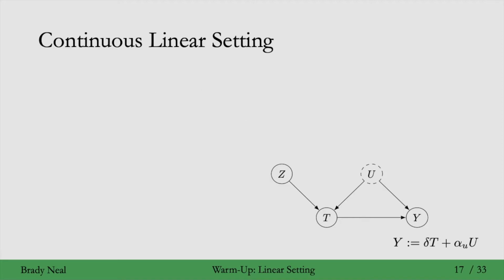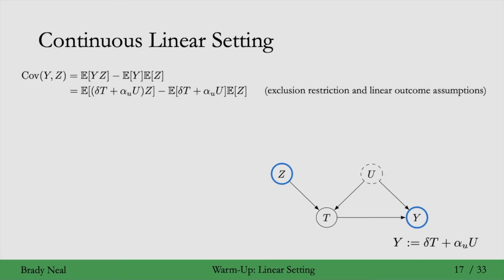Just as in the binary setting, z and y are kind of special, as z is the instrument that we want to use for identification, and y is the outcome that we're interested in for measuring the causal effect of t on y. So it seems like something useful that we might want to start with is the covariance of y and z. The first step we'll use is to apply a basic covariance identity. You can look this up on Wikipedia if this looks unfamiliar. Then we just plug in the structural equation for y, just as we did last time. Here we're using the linear outcome assumption and the exclusion restriction assumption, same as last time in the binary setting.